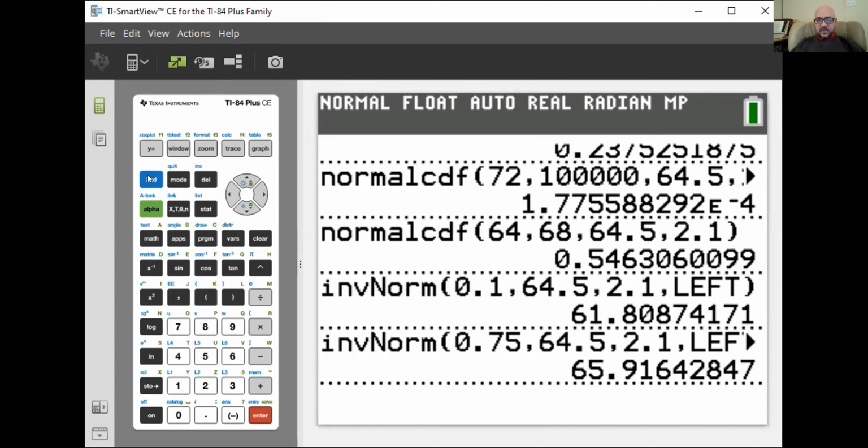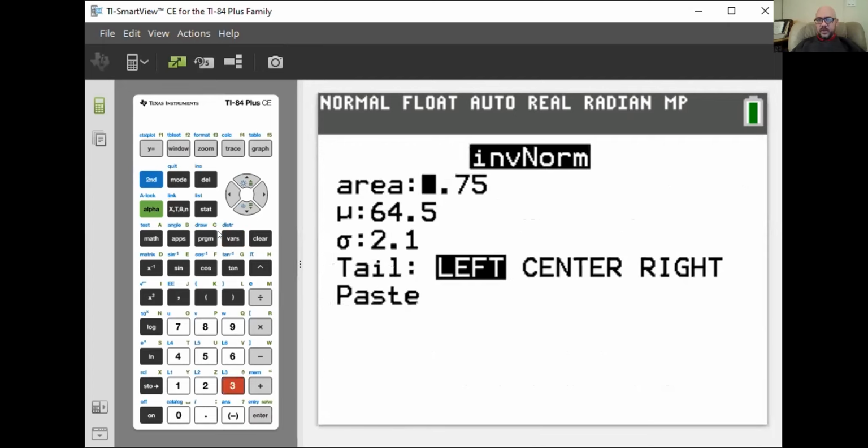Okay, so let's find the 99th percentile. Same deal. So distributions, number 3, 0.99.